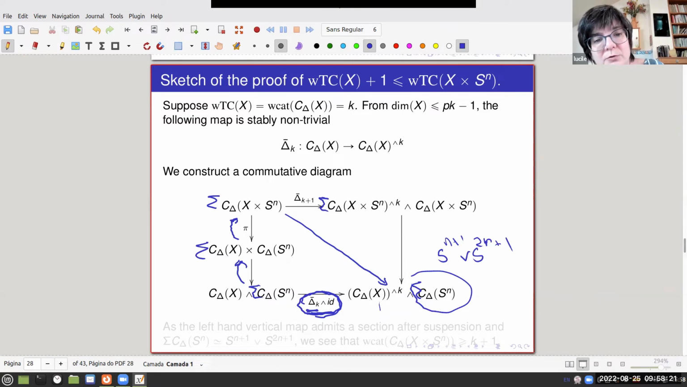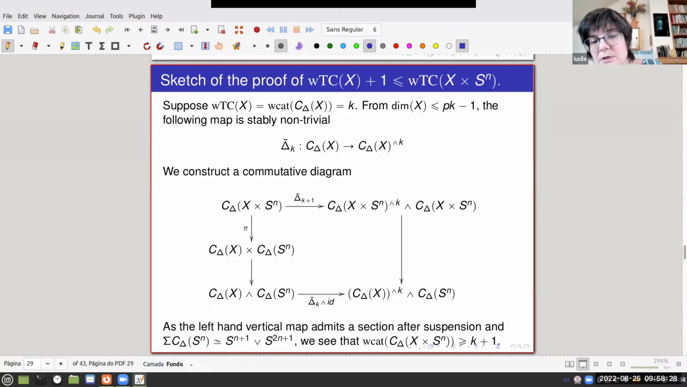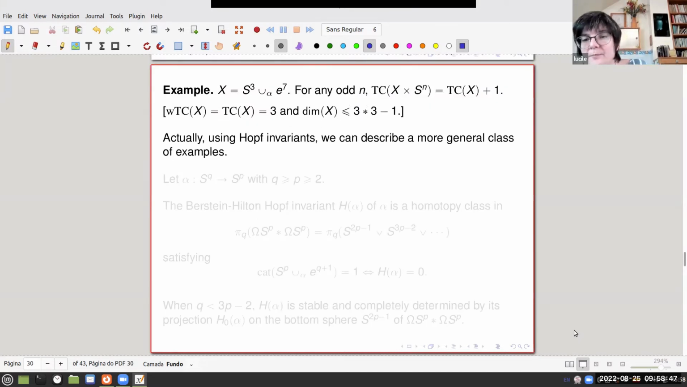Okay, and then we can conclude that this map here is not trivial, and then that the weak category of the cofiber of X cross Sn, and then the weak TC of X cross Sn is greater than or equal to K plus one. Okay, so this was the proof. Now as a first example, if we look at the example we have seen before, S3 union E7, as I said before, we know that weak TC is equal to TC is equal to 3.